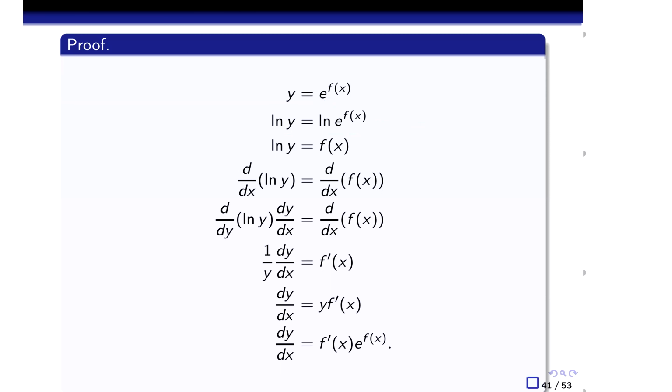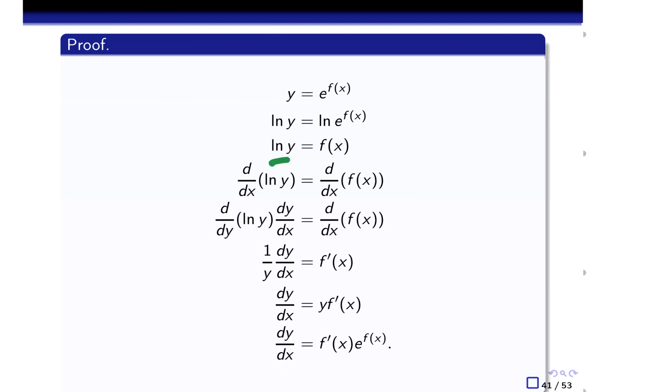So you have d/dx of ln y, d/dx of f(x). Since this is y, you have to say d/dy of ln y times dy/dx to balance out. So you have d/dy ln y times dy/dx equals d/dx of f(x). And of course, we just did ln y.